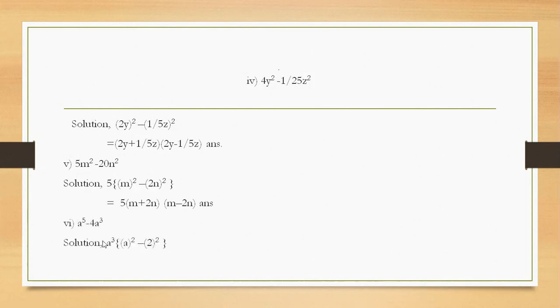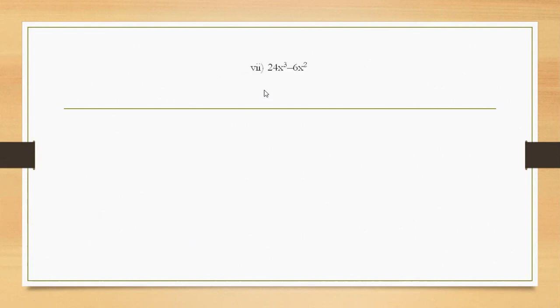Similarly, here also there is a common factor. A cube is common, then a square minus 4 is left. A square minus 4 means a square minus 2 square. Then we can write a cube, a plus 2, a minus 2. Similarly, here also children look here. 6x square is common, then 4x square is left, and 1 is left there. Then 4x square means 2x whole square, and 1 means 1 square. Then we have to write 6x square and 2x plus 1, 2x minus 1.